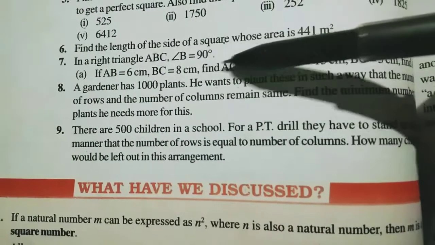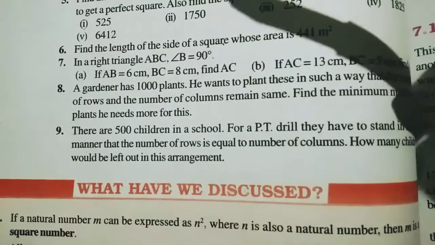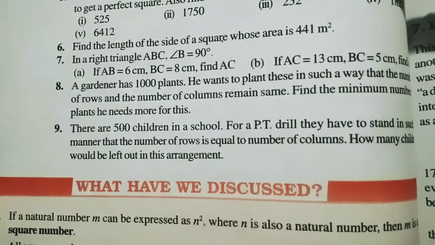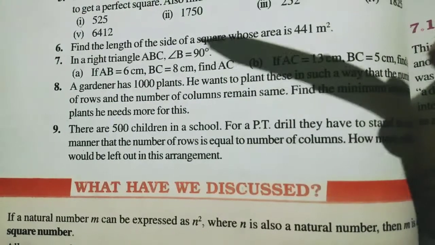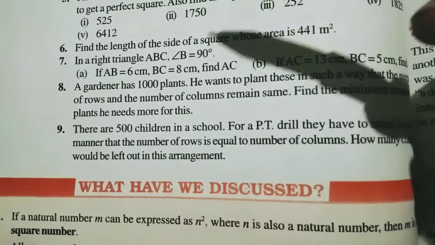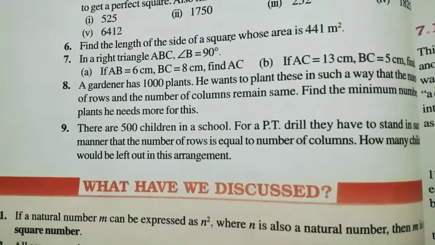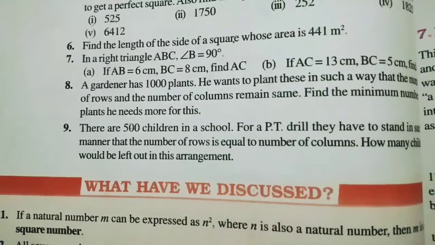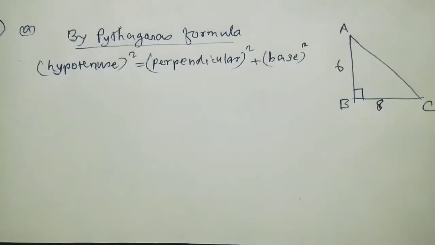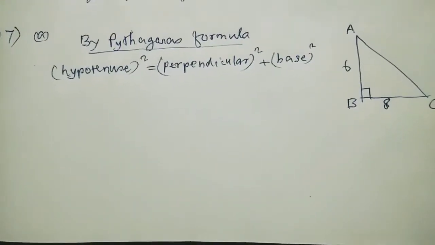So how can you find the side AC? By applying the Pythagoras formula. So what is the Pythagoras formula? Hypotenuse square equal to perpendicular square plus base square. Then in this way we can get the value of this side AC. So let's do it.